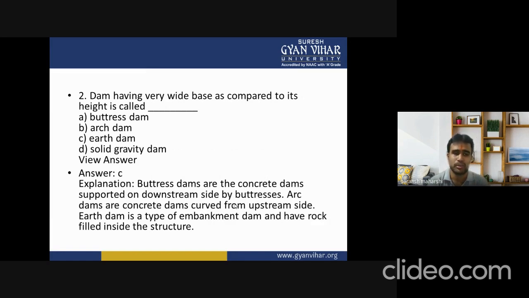So the correct answer is option C, earth dam, because buttress dams are concrete dams supported on the downstream side by the buttress. Arc dams are concrete dams curved toward the upstream side. Earth dam is a type of embankment dam and has rock filled inside the structure.